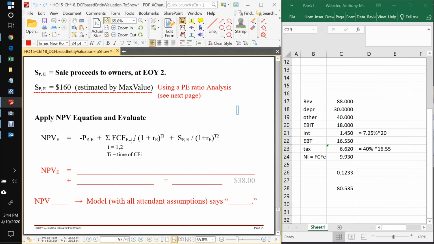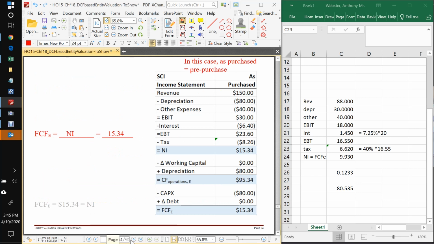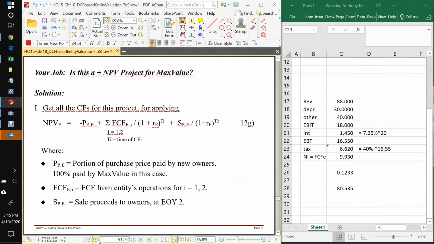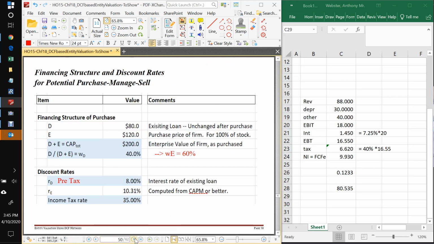Okay. So we're ready to go. We have all the cash flows. They've given us the equity cost of capital to discount everything with. So really all we have to do is plug into our NPV equation. Okay, so this is going to be big. So we start off with minus 120. That's our price paid by equity in the beginning. Okay, plus what's that free cash flow from operations? I forget. That's 15.34. 15.34 over 1 plus, I need to also look up the cost of equity capital. It's back here somewhere, 10.31%.